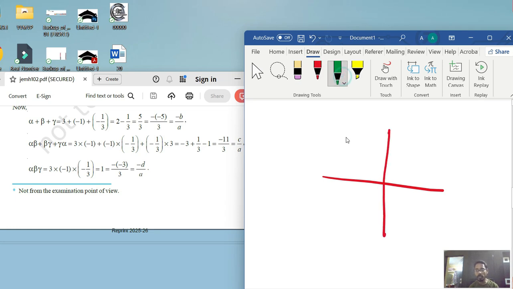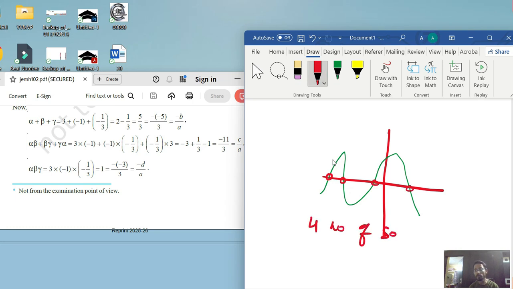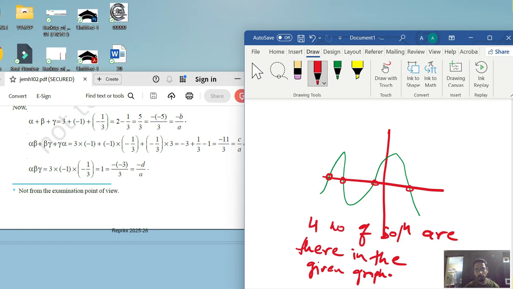Suppose another graph I am going to draw here. Suppose the graph is like this. So tell me how many solutions are there? It is 1, it is 2, it is 3, it is 4. So 4 solutions are there in the given graph. Got it? Like that.